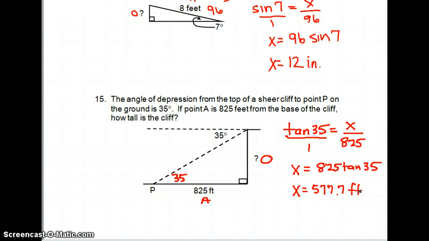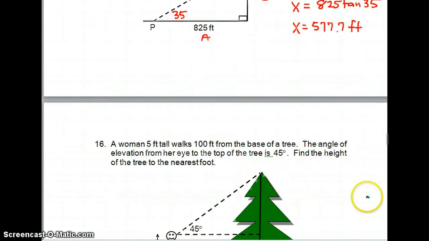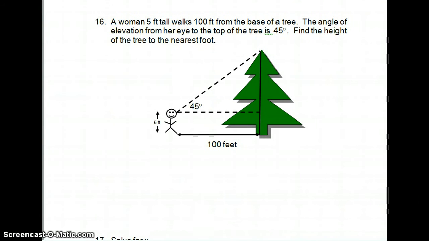And that's number 15. Number 16. A woman, 5 feet tall, walks 100 feet from the base of a tree. The angle of elevation from her eye to the top of the tree is 45. Find the height of the tree to the nearest foot. Okay, well, we're looking for the height of the tree, which is from here to here. If we use trigonometry, this part of the triangle is going to be x, and 100 will go right up here, so that'll be 100 for that side.